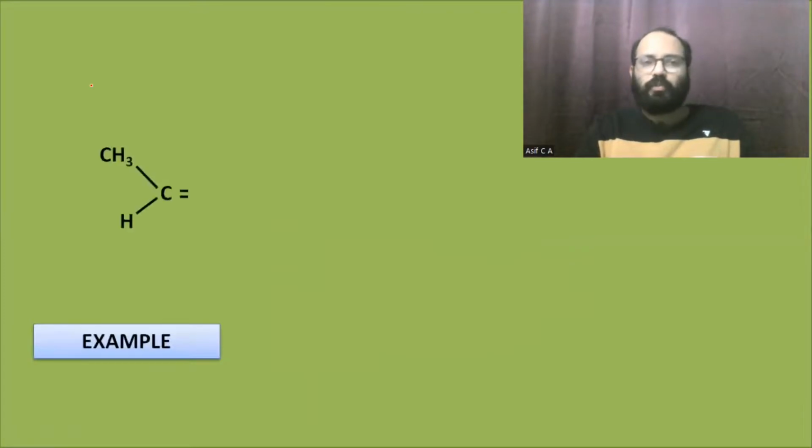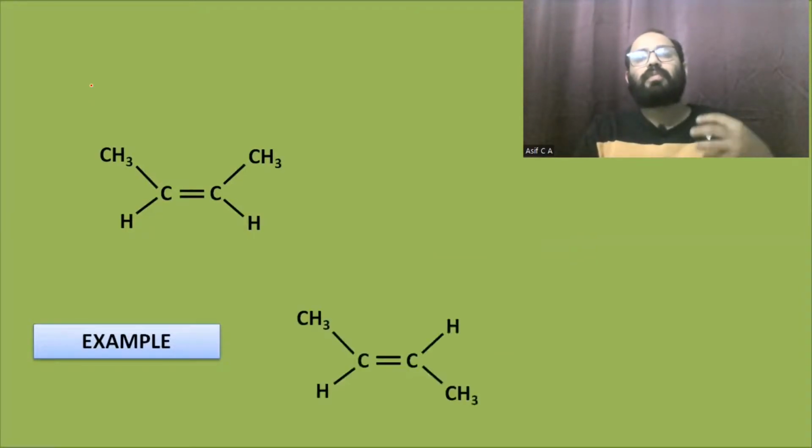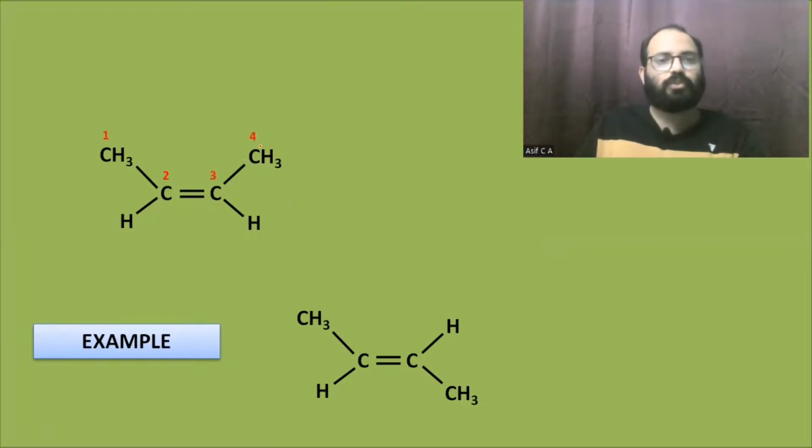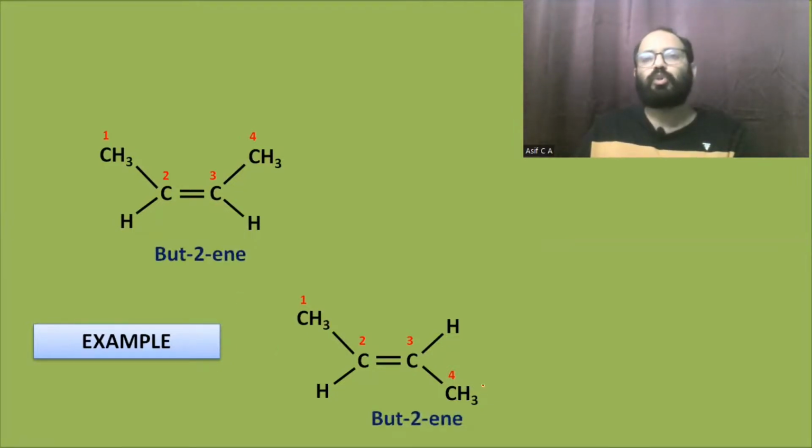If you look at the example, this is a very important example that has been asked many times in many question papers. This is but-2-ene. Look at these two structures. How many carbons? You can count the number of carbons, 1 2 3 4. So this is going to be but. Then there is a double bond, so but-2-ene. Here also 1 2 3 4, 4 carbons, there is a double bond, again but-2-ene. This is but-2-ene, and this is also but-2-ene.